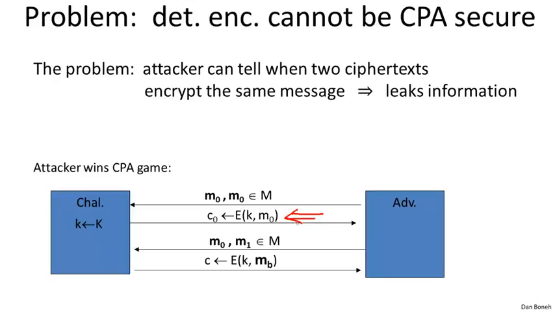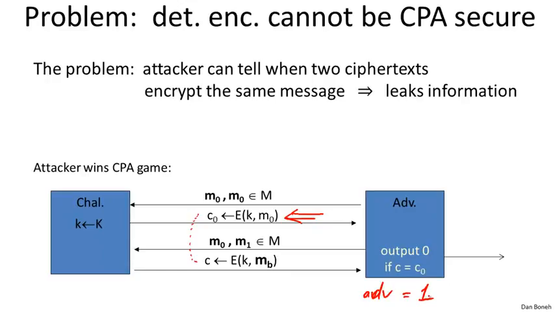But because the encryption is deterministic, this is very easy for him to do. All he has to do is just test whether C is equal to C0. And if C is equal to C0, then he knows that he got the encryption of M0. If C is not equal to C0, he knows that he got the encryption of M1. So he can output 0 if C is equal to C0 and output 1 if C is not equal to C0. And his advantage in this particular game would be 1. So it would be as high an advantage as possible, which means that the attacker completely defeats chosen plaintext security.